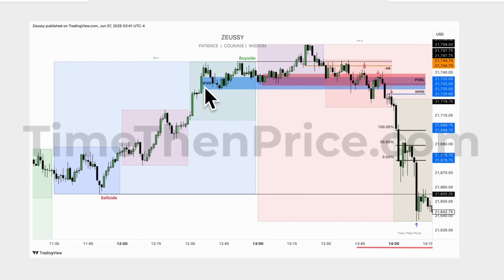Eventually, the market expanded lower and we saw a CB form right here as the market was leaving this BC's range once again. The moment that price retraced into that CB, that is IOFED taking place, institutional order flow entry drill, where the market simply taps the imbalance and then begins to expand away from it. But notice that we're now discussing details on the right side of the curve.